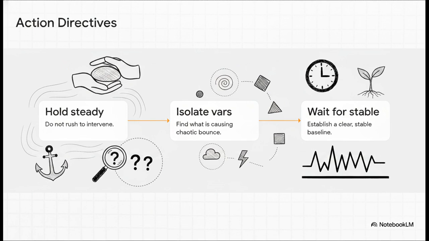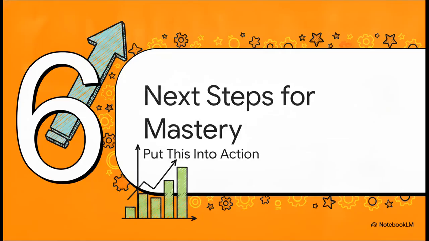To handle that kind of volatility, the text lays out three really clear practical directives. First, hold steady. Do not rush to intervene. Second, isolate those sneaky environmental variables that are causing the chaotic bounce. And third, wait. Wait to establish a clear, stable baseline before you even try to accurately measure the effect of any intervention. And finally, Section 6, Next Steps for Mastery.